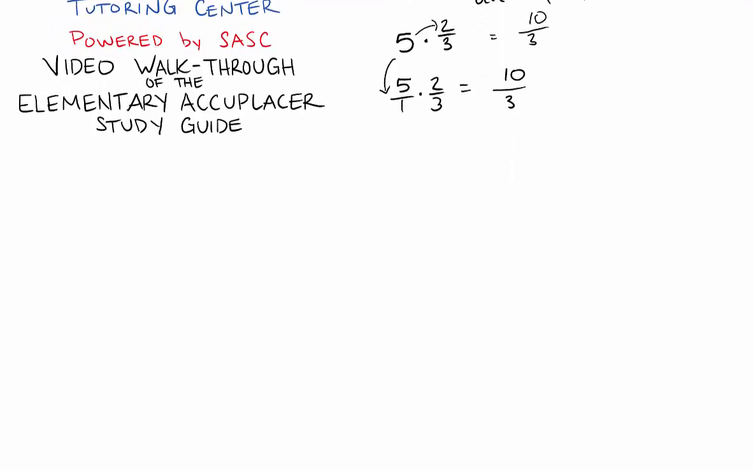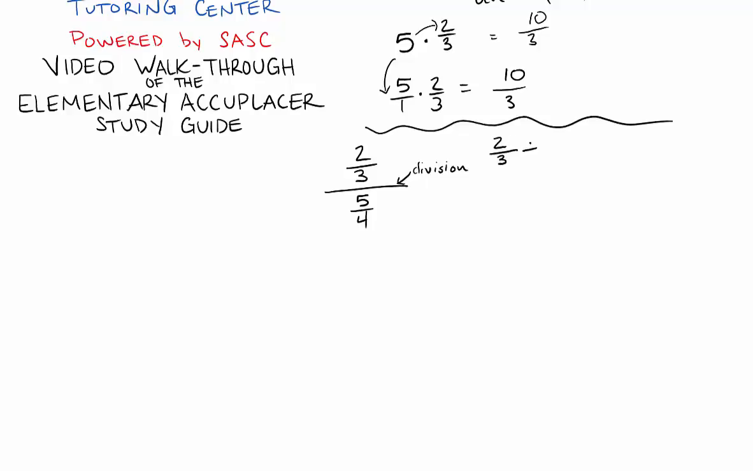So dividing fractions. Let's say I have 2 over 3 again, and I divide that by, say, 5 over 4. This bar right here simply means division. So another way you might see this exact same problem is written out like this: 2 over 3, and then I put the division bar, and then I put 5 over 4. These are the exact same problem. Okay? All right, so now let's work this out.